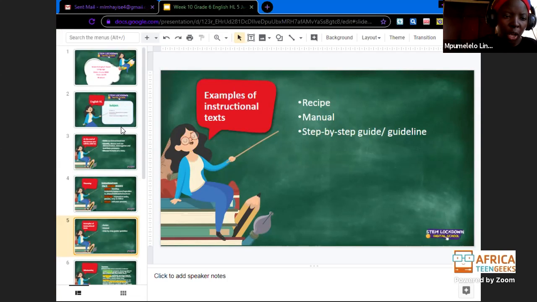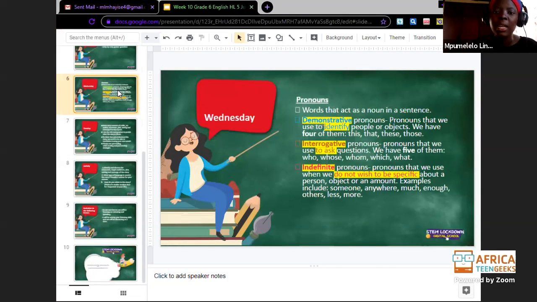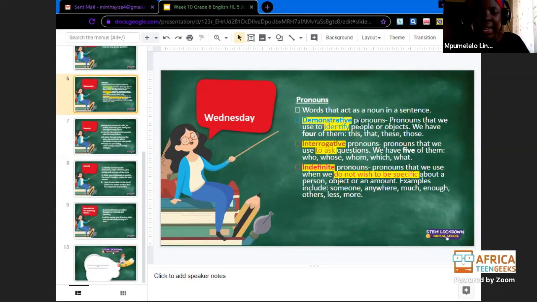We are moving on. Okay, now let's see what we just spoke about. So it says pronouns are words that act as a noun in a sentence. And then we have the 3 that we discussed. We said demonstrative pronouns are pronouns that we use to identify people or objects. We have 4 of them. It's this, that, these, and those.